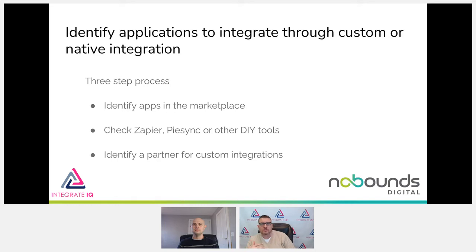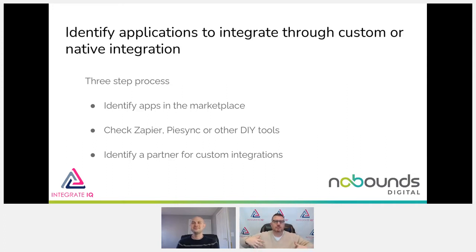The third part is, without being too focused on myself, identifying a partner who can make this if it's not off the shelf. If I can't get a DIY app, where do I need to look for somebody that can help connect different tools? Again, that's our specialty. I will tell you there's obviously more than just us out there. And what you should be looking for here is at least finding a partner who knows one of the two systems. You don't have to know both.